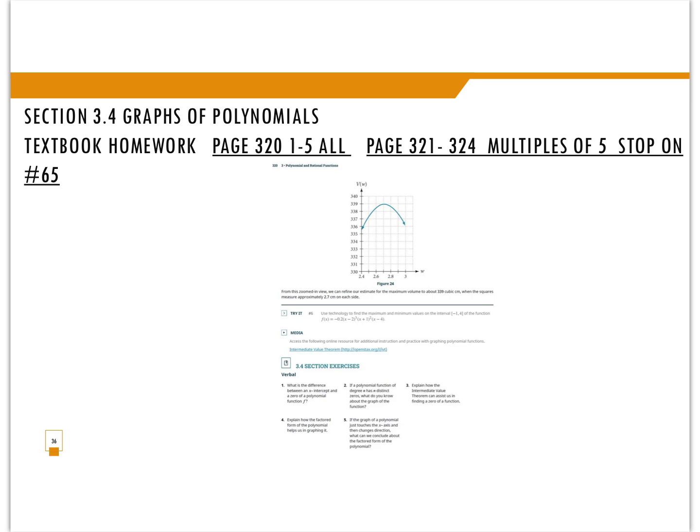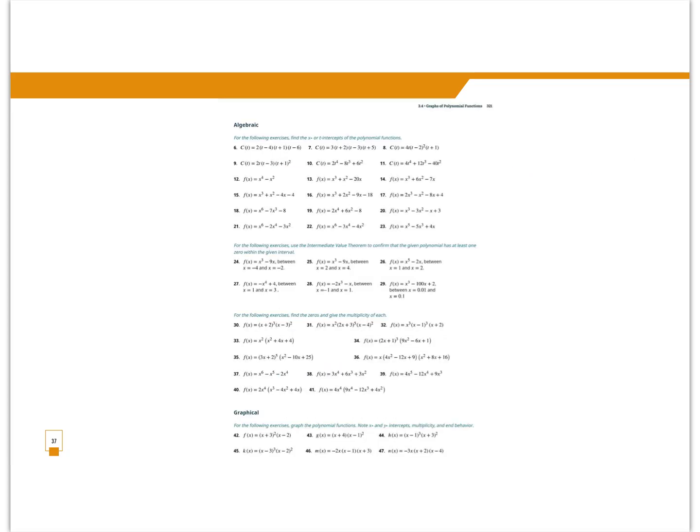Tentatively, I have a homework assignment, and it's 1 through 5 all on the first page. The other pages are multiples of 5. So you're not doing that many problems. So there's your first page. All of those have to be done. Multiples of 5. So the first one you'd be doing would be 10. Then you'd be doing 15. Then you would be doing 20.